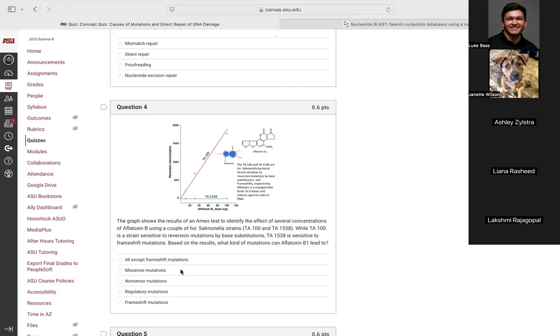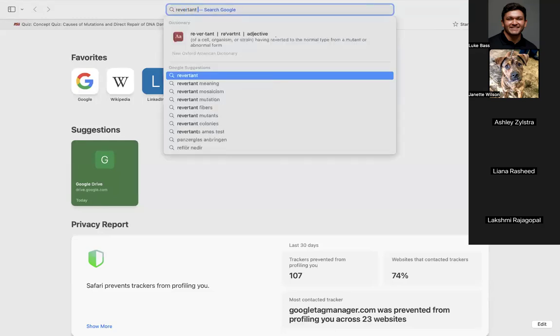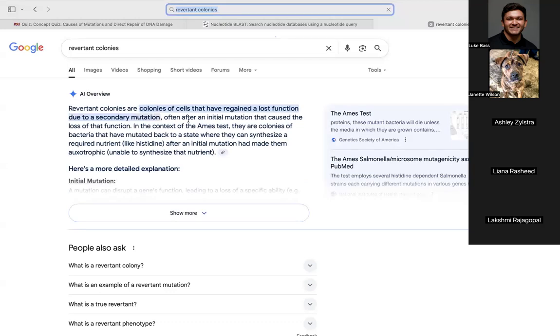So aflatoxin, I can't tell if it's a drug or something. What you see here is that TA100 is one of the Salmonella strains used. As the amount of aflatoxin B goes up, the number of revertant colonies goes up, which I'm not too familiar with. I'm actually going to look that up. You're right, these questions are kind of crazy. Revertant colonies are colonies that have regained a lost function due to a secondary mutation.